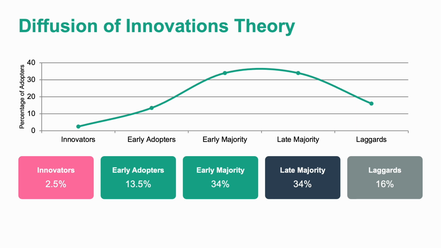Understanding these categories helps target dissemination strategies. Don't waste resources trying to convince laggards early. Focus on early adopters. They influence others. Design different messages for different groups. Innovators want cutting edge. Late majority wants proven, safe options.